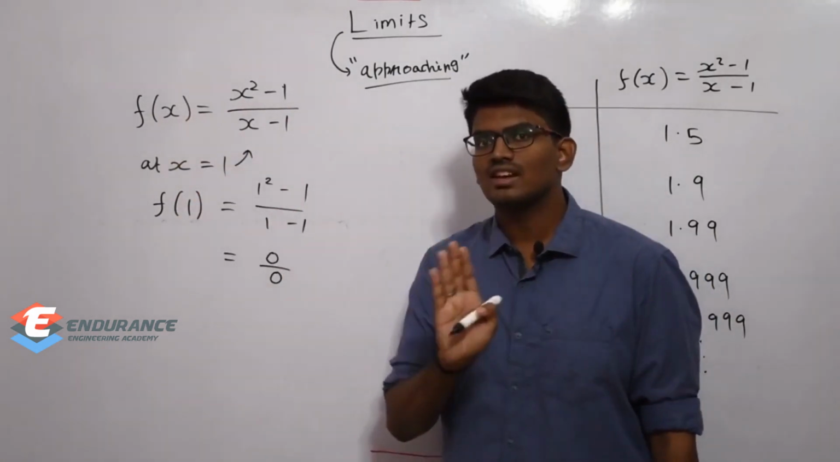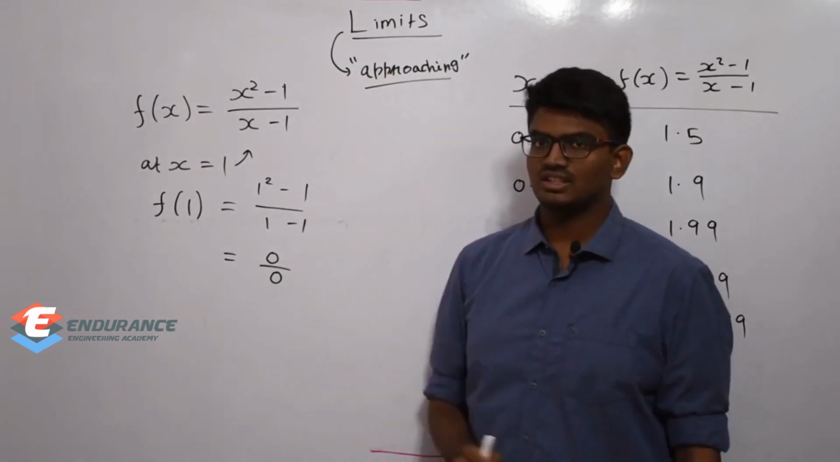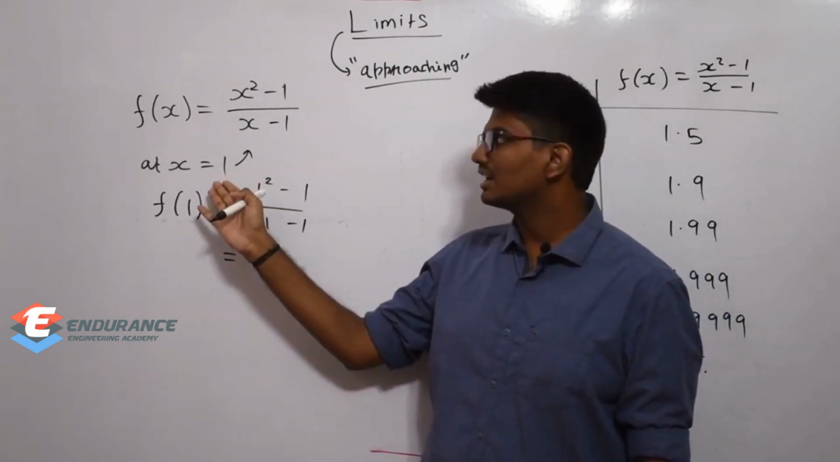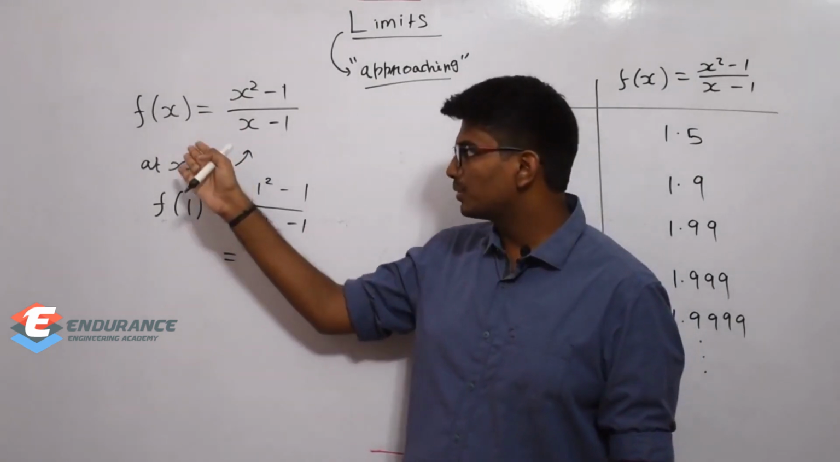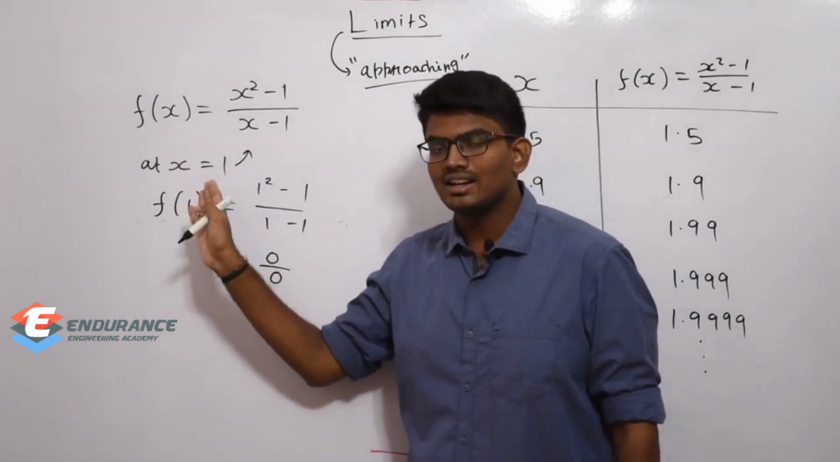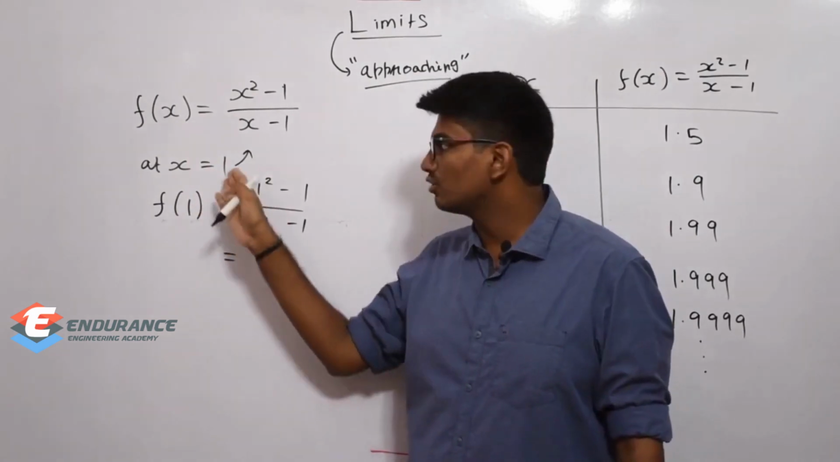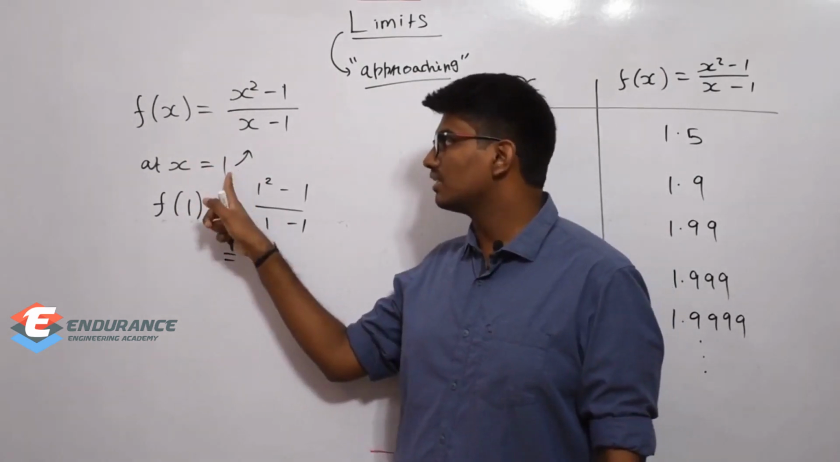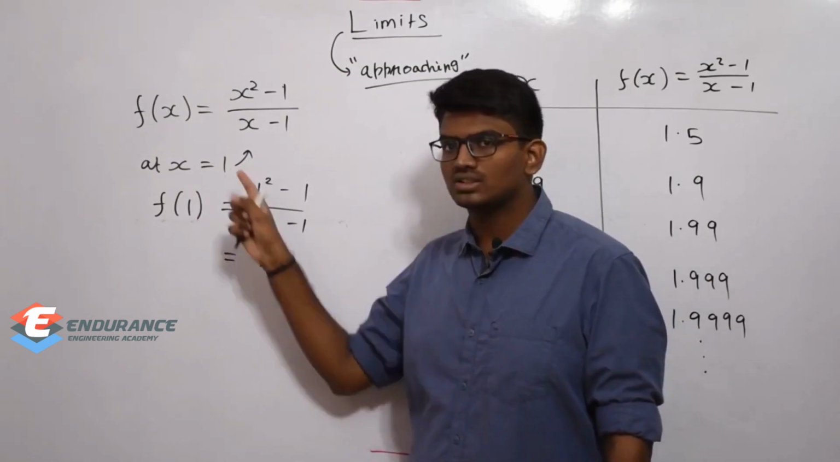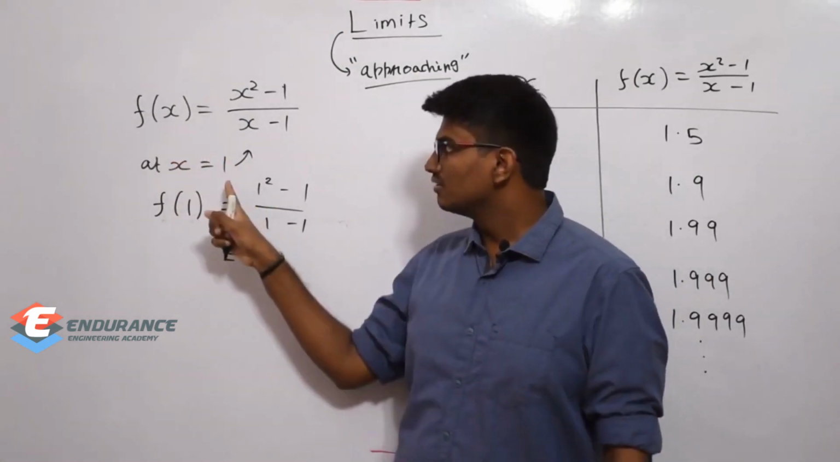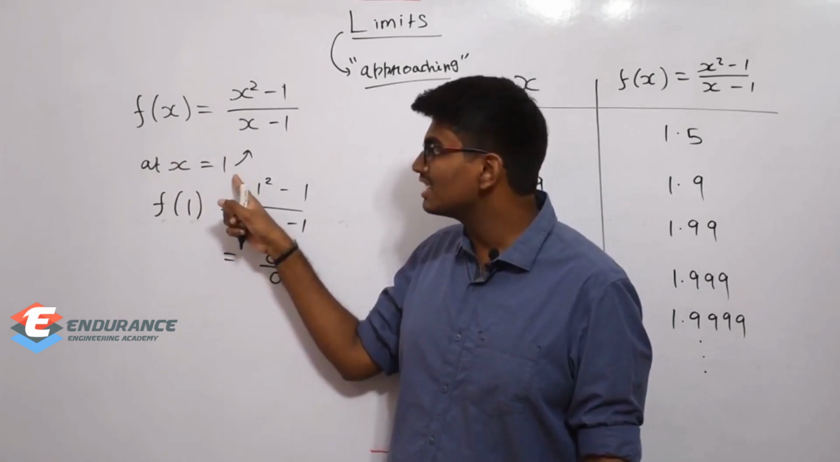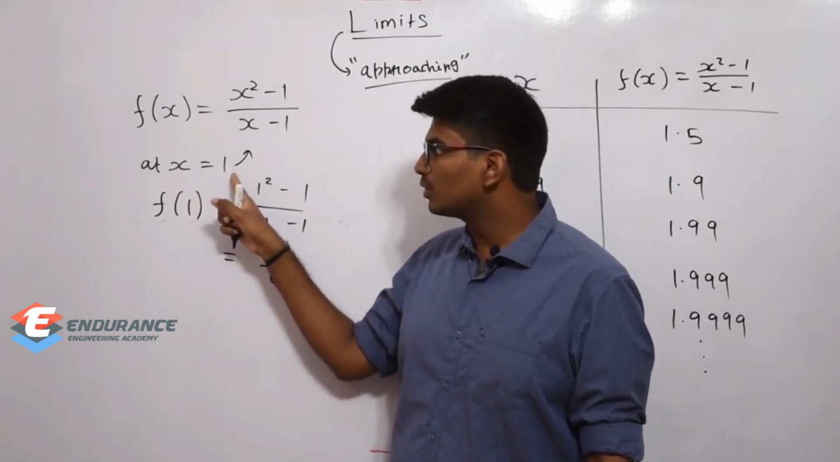That is the situation when we need to approach it. Instead of directly finding the value for f of x at x equal to 1, we need to approach x near the value of 1. We need to approach this value 1 closer and closer. Instead of directly substituting 1 here, we need to substitute some value which is very close to 1. We need to approach the 1.